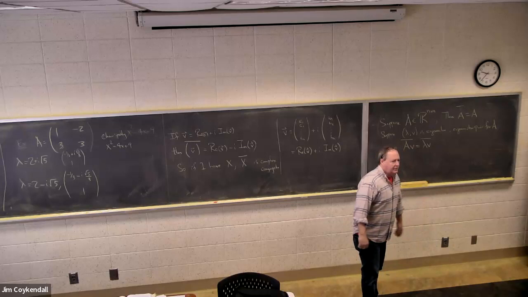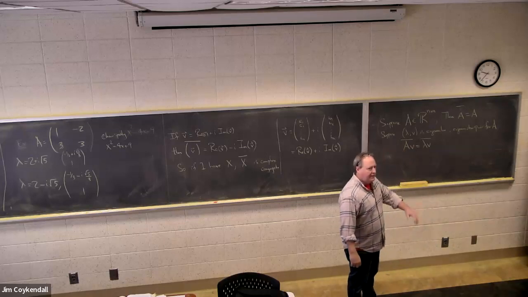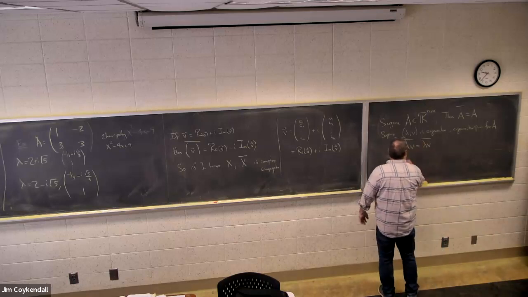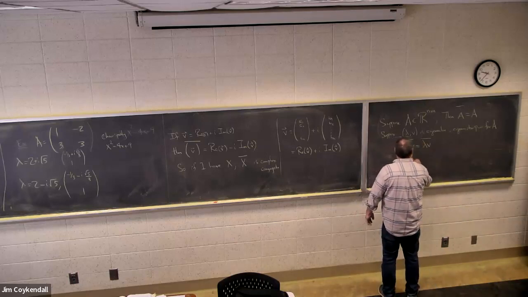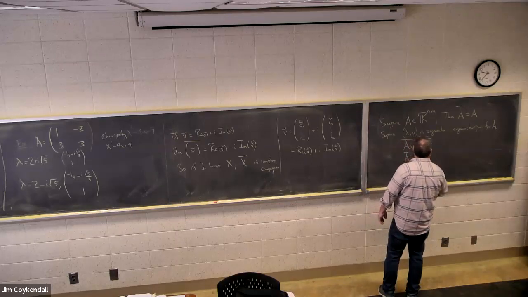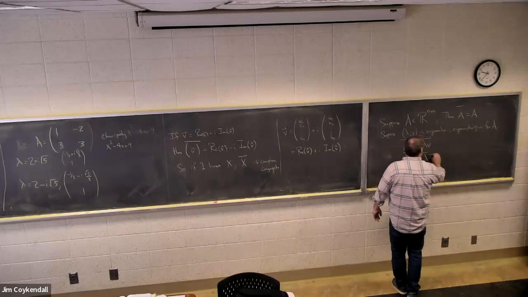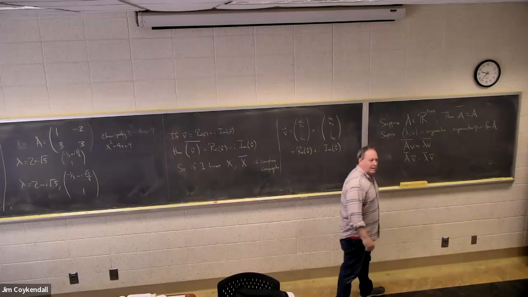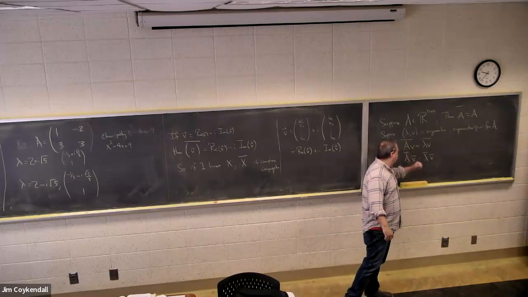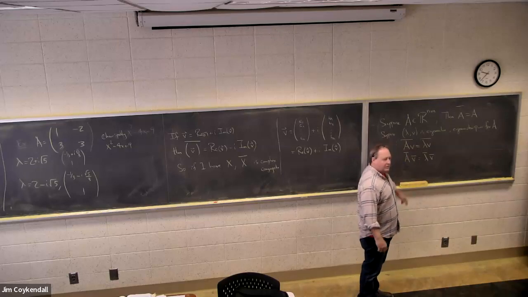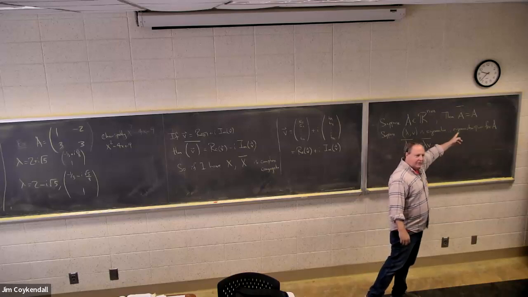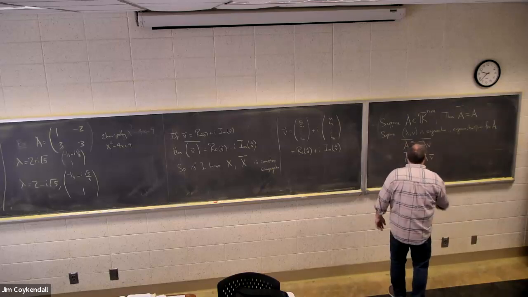I want to use some properties of complex conjugation that are easy to verify. This is the complex conjugate of A times the complex conjugate of B, and this is the complex conjugate of the number lambda times the complex conjugate of B. Everybody okay with that? The fact that this statement is true is easy to verify. And what's the complex conjugate of A? Well, it's A itself. It's a real matrix.